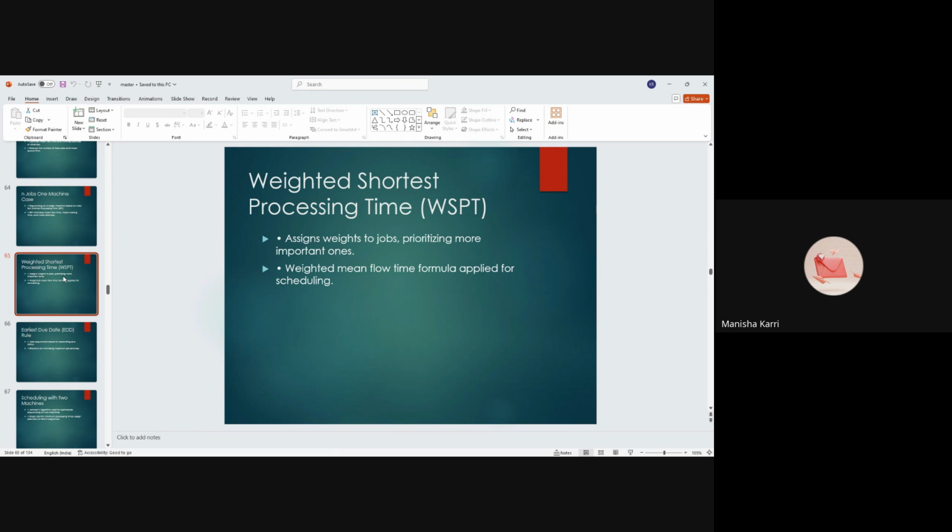The best example for WSPT is to consider a machine which is processing two jobs. Job A with a processing time of 3 hours and a high weight, meaning priority, and job B with a processing time of 2 hours but a lower weight. Using WSPT, job A would be prioritized because of its important weight. The weight will justify its being processed first, despite its longer processing time. Okay, this is nothing but weighted shortest processing time, WSPT.